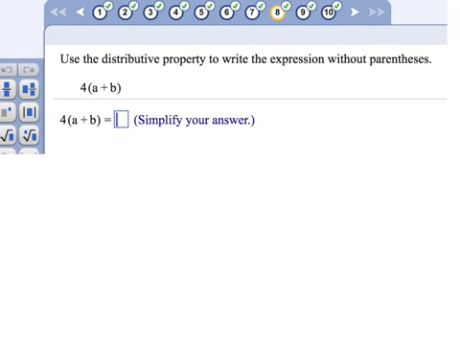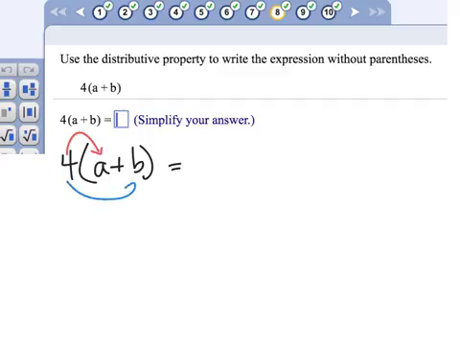Again, using the distributive property, so you've got 4 times a plus b. And I want you to think of it as kind of like 4 is being multiplied by the a, and 4 is being multiplied by the positive b. And so what is that going to be? Well, what's the 4 times a? Well, that's 4a. And then 4 times b, positive b, is positive 4b. And so your answer is 4a plus 4b. You don't need to color code it.